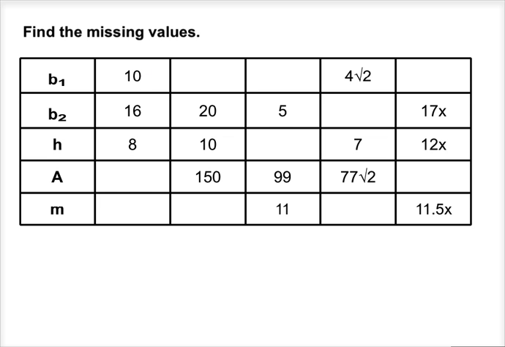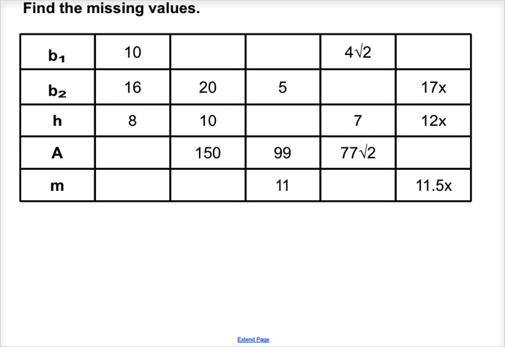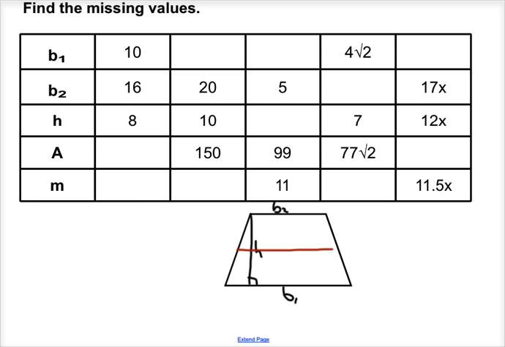Find the missing values. So when I look at this chart, here's what all the different pieces are representing. I know that all of these are dealing with a trapezoid. So I'm going to draw a generic trapezoid for something to look at. So B1 is referring to one of the bases. B2 refers to one of the other bases. H is representing my height. A is the area. And M is representing the median, which is just the average of my bases.